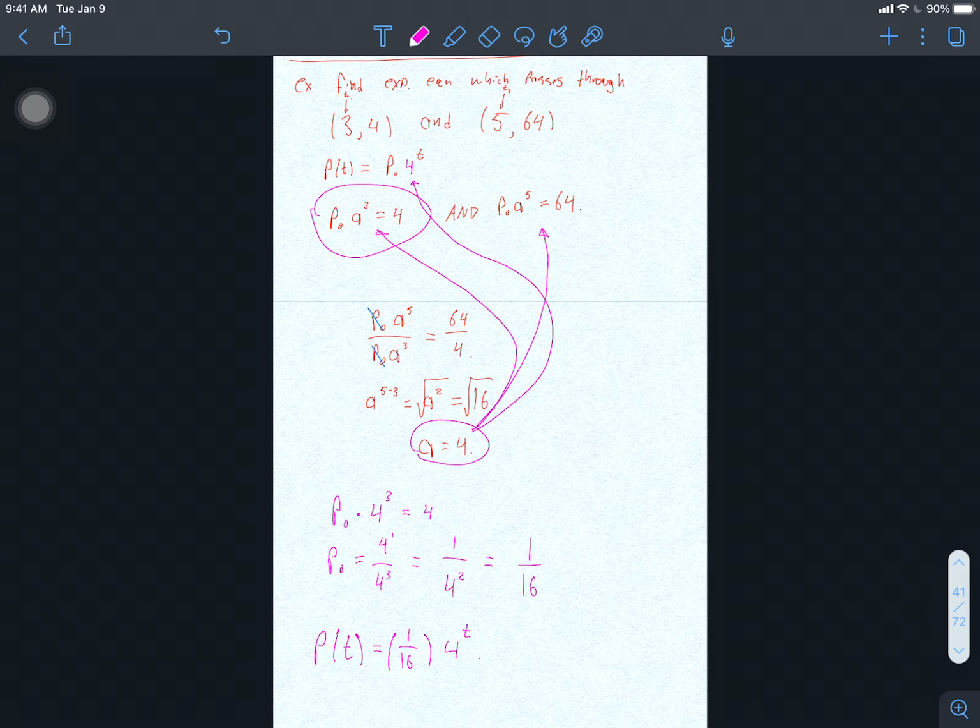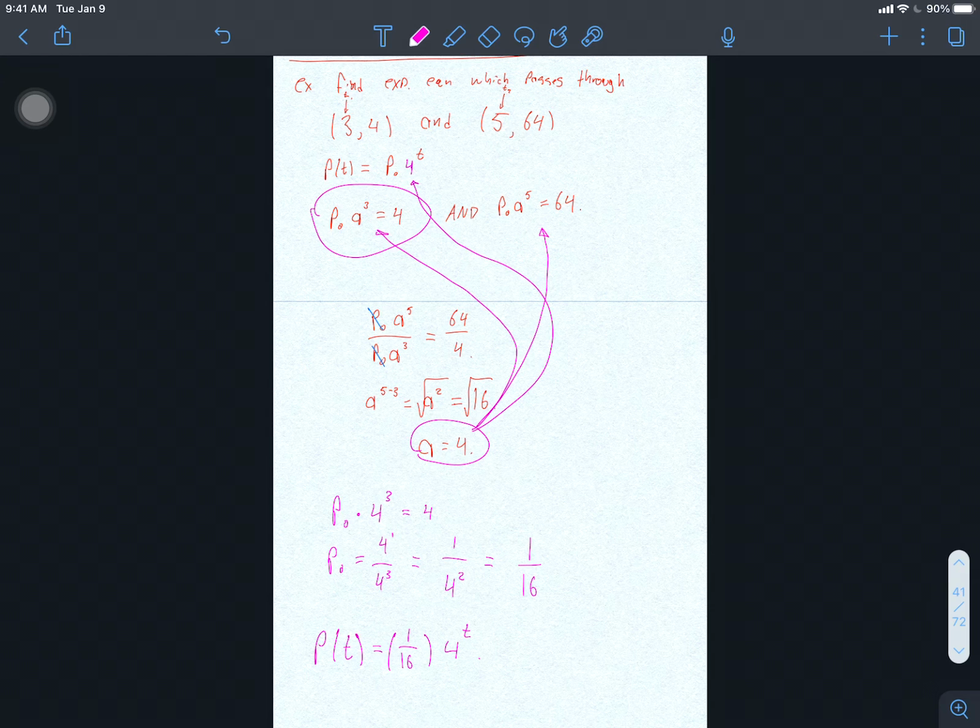Okay, so this is the process. On the previous page, I just wrote it in its most general form, but this is an example of how it plays out when you have specific numbers. Once again, the method is: set up your equations, divide one of them by the other to cancel P naught, then use some form of root to get your A. Back substitute A into one of your original equations to find P naught. Are there any questions about this example?